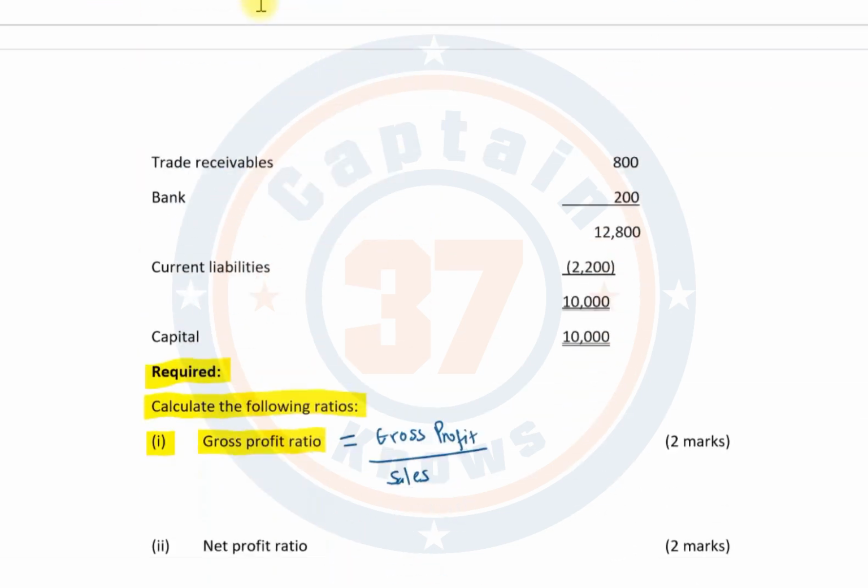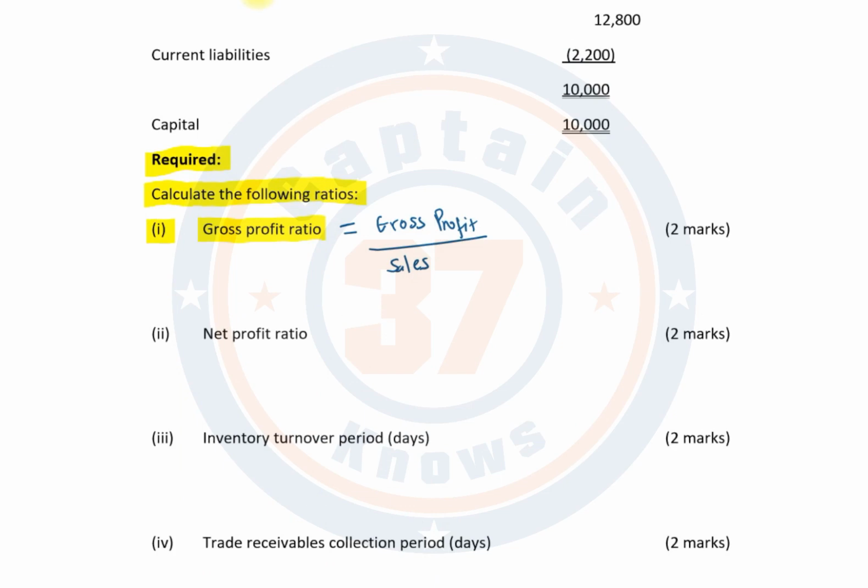So let's go back. We know that gross profit is 400 and the sales are 1,600. This is multiplied by 100 because the answer is presented as a percentage. And when we do our maths here, that cancels, that cancels, okay? This is going to give us 25%. And so 25% is the gross profit ratio.